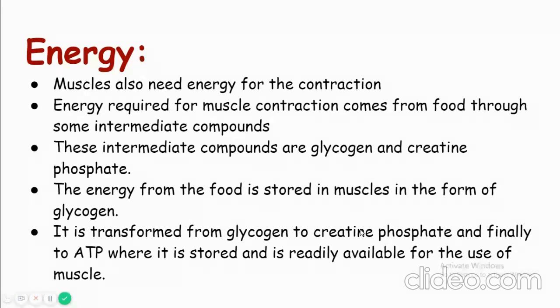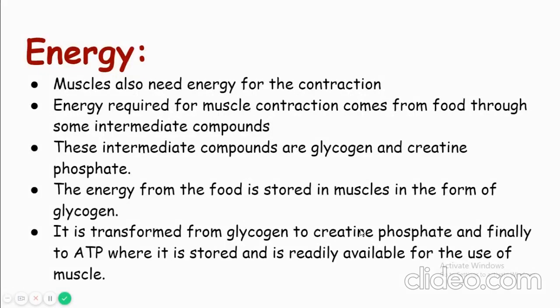The second factor that affects muscle contraction is energy. Energy is a very, very important factor that contributes to the contraction of skeletal muscle. Muscles need energy for their contraction. The energy required for muscle contraction comes from the food we take in our diet. The proteins, carbohydrates, and lipids we take in our diet give energy for the muscle contraction.